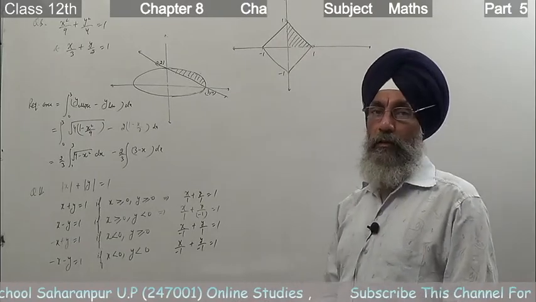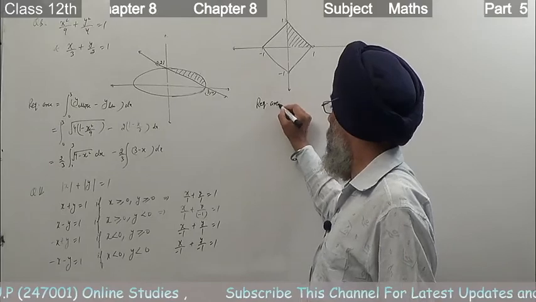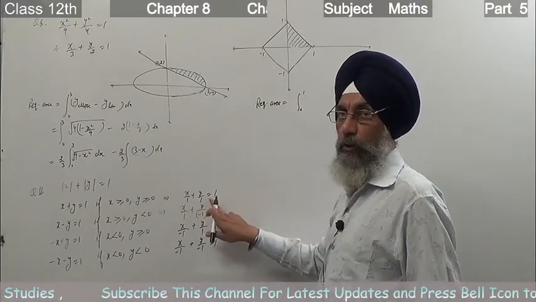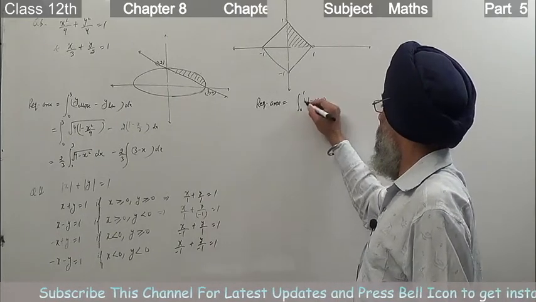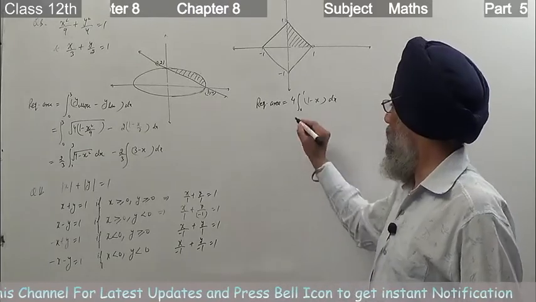The remaining 3 regions are symmetrical to each other. So the required area is given by the integral from 0 to 1. This line is x plus y is equal to 1, so y is 1 minus x, dx, and we take 4 times this area and then solve it.